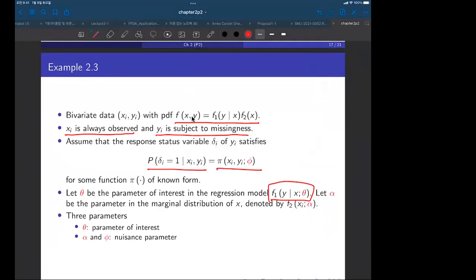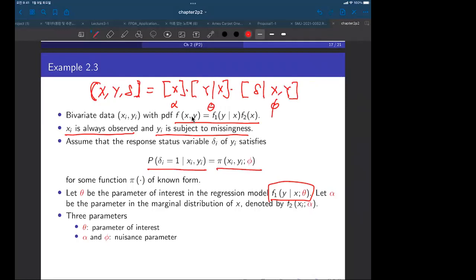Because we have three random variables, essentially X, Y, delta, the joint is written as a marginal of X, then Y given X, and then delta given X and Y. You cannot really avoid this. So once you have this, you need parameters: alpha to denote the marginal distribution, theta to characterize the conditional distribution, and phi to characterize the other conditional distribution.